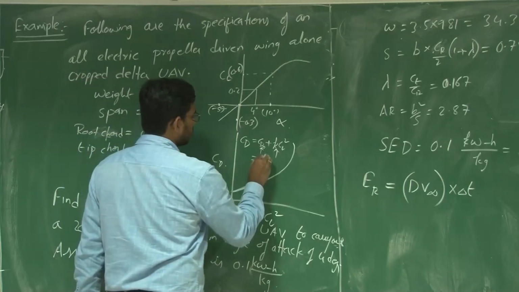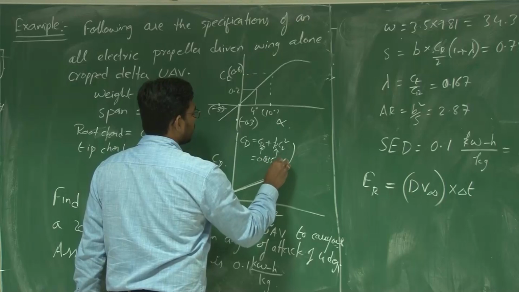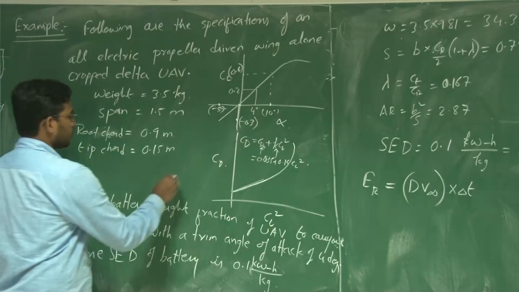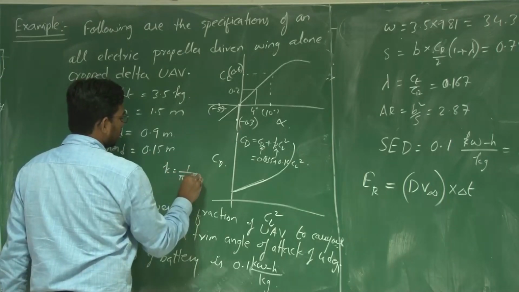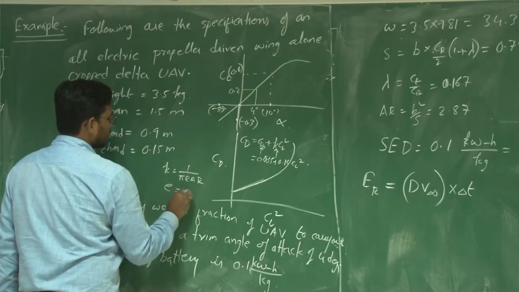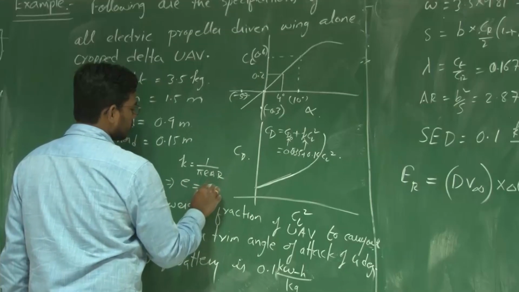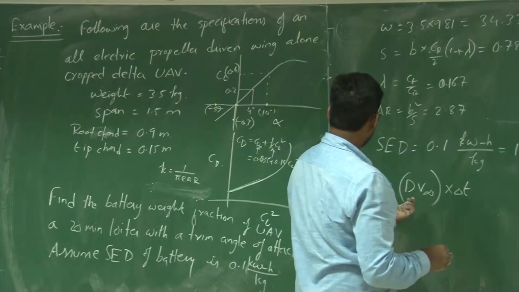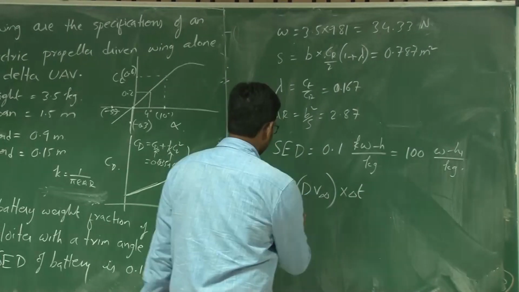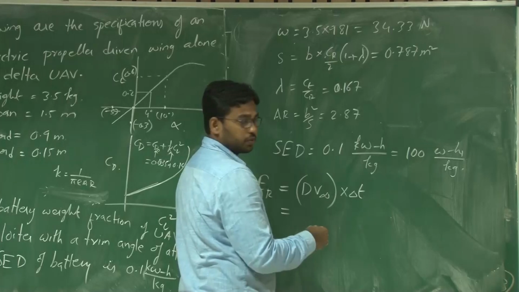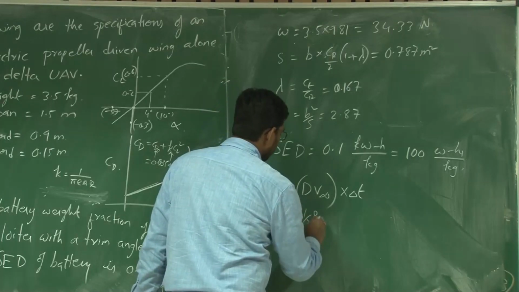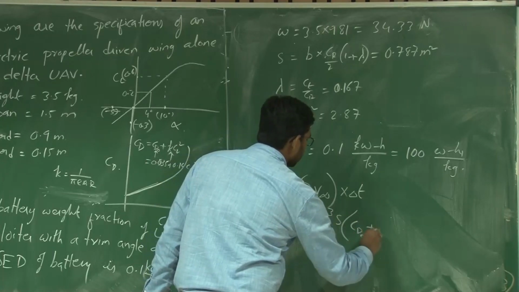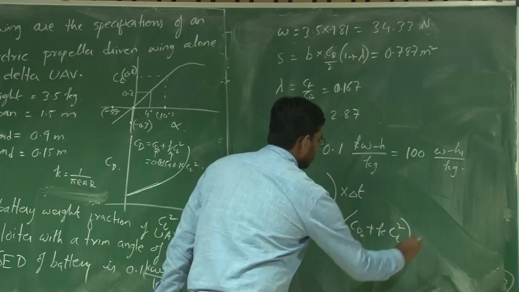For this particular case CD naught is 0.035 and k is 0.16. Once you know k equals 1 by pi e AR, and you know the aspect ratio, you can find the corresponding Oswald's efficiency factor, which is approximately 65%. So ER equals drag into velocity into the time of flight. Here it is 20 minutes of flight. Now what is drag here? Half rho V square, with V infinity, so V cube S into CD naught plus k into CL square into delta t.